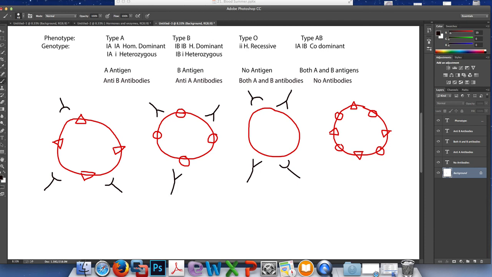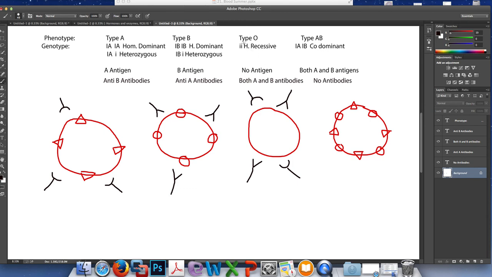Type B blood is determined by the presence of the B antigen, which is determined by the presence of the B gene or B allele. So we could be homozygous dominant and have two copies of that B gene, or heterozygous and only have one copy. Type B blood has anti-A antibodies. Again, we don't want anti-B antibodies because these guys will attach here and then cause the red blood cell to break down.